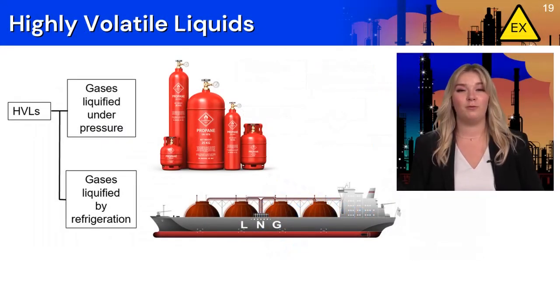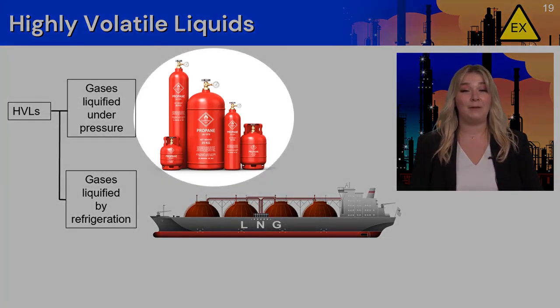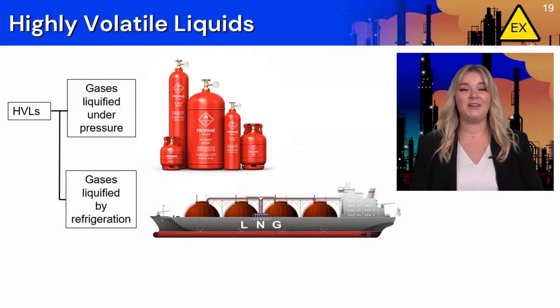Our next form of release is the one that requires great care and attention. Highly volatile liquids, or HVLs, are a category of flammable material that is a gas, but handled in a liquid state by temperature or pressure. Propane is an example of a compressed liquefied gas. It is stored in a liquid state by pressure. Liquid natural gas is an example of a cryogenic flammable liquid. It's kept in a liquid state by refrigeration.